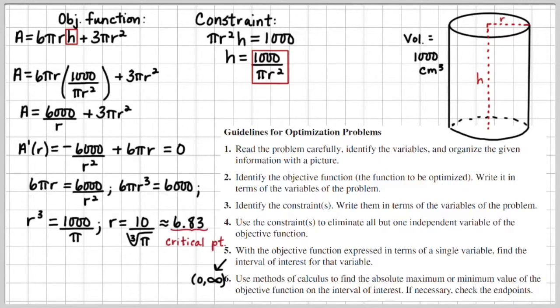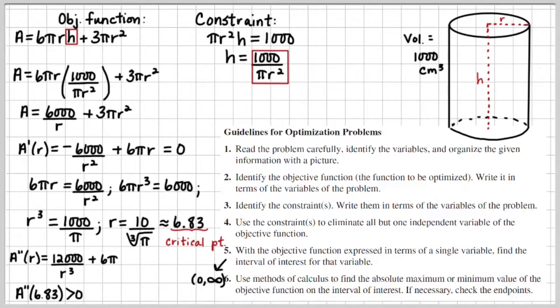Now we need to test to determine whether this critical point is a maximum or minimum, so we'll use the second derivative test here. And obviously for the second derivative test we're going to need the second derivative, so A double prime of r, again referencing our A prime of r function. The derivative of negative 6,000 over r squared is where 12,000 over r cubed is coming from. Then we'll need the derivative of 6 pi r, and the derivative of 6 pi r is the constant 6 pi.